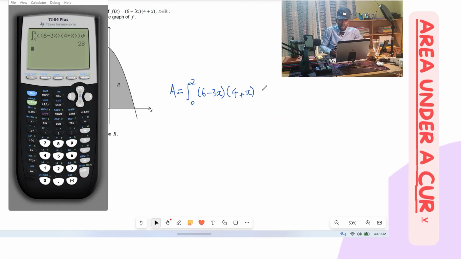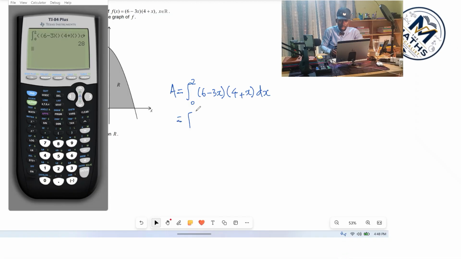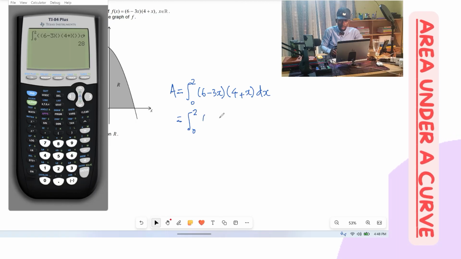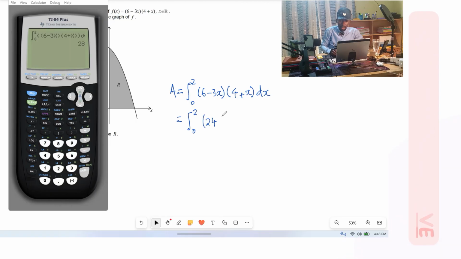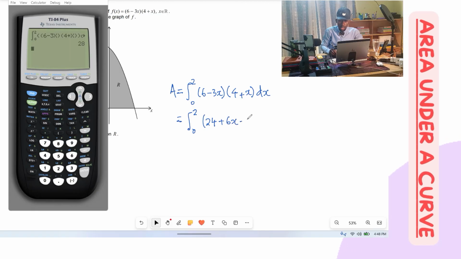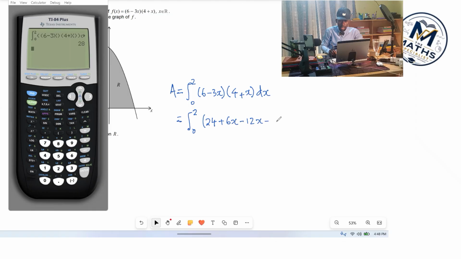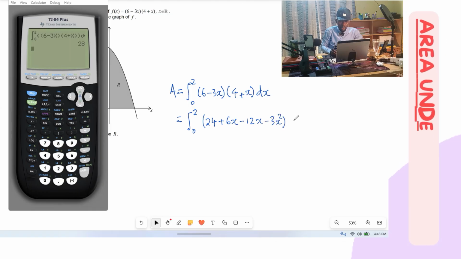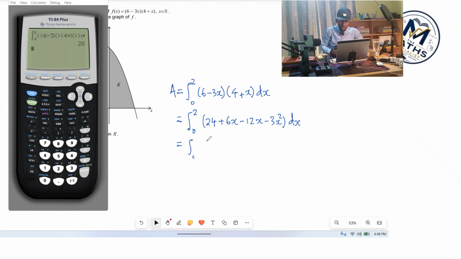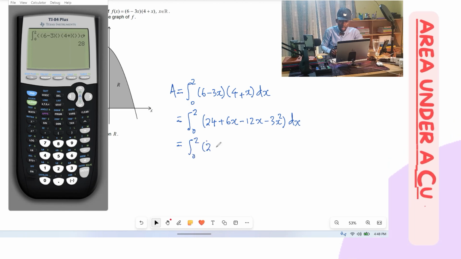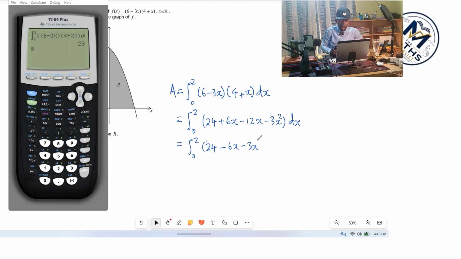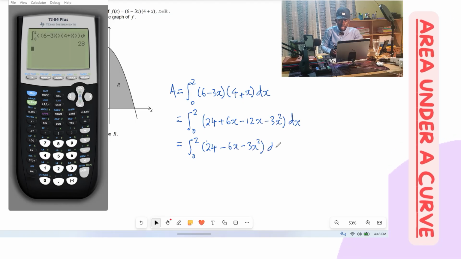Then the integral from 0 to 2, let us open the bracket. Here you'll have 24 plus 6x minus 12x minus 3x squared, this one dx. What next? The integral from 0 to 2 of 24 minus 6x minus 3x squared, then dx. What next? Now we integrate.